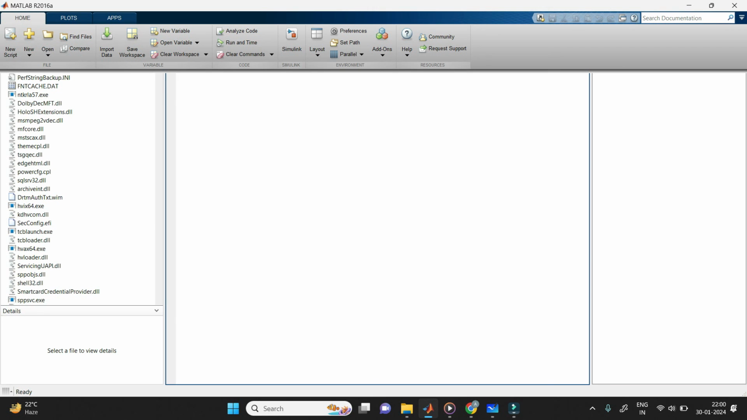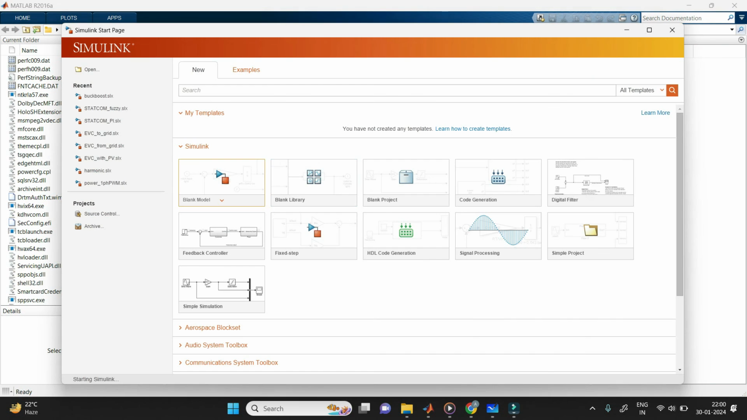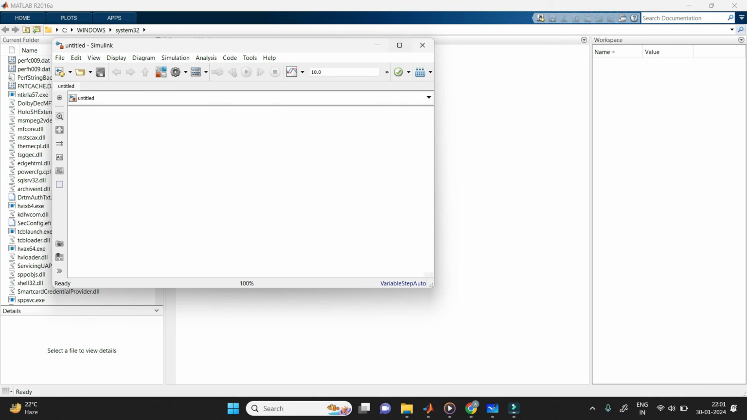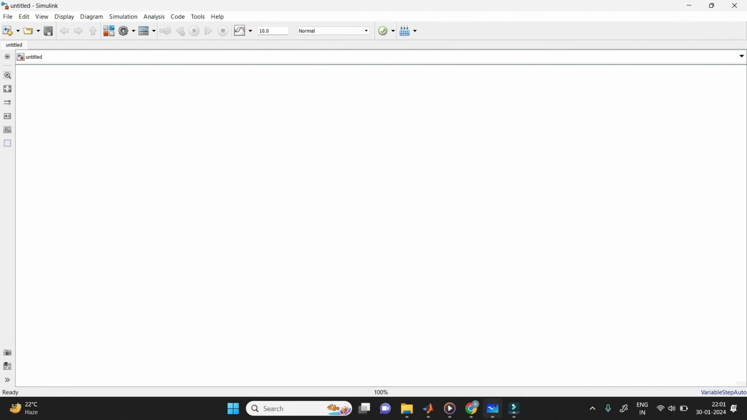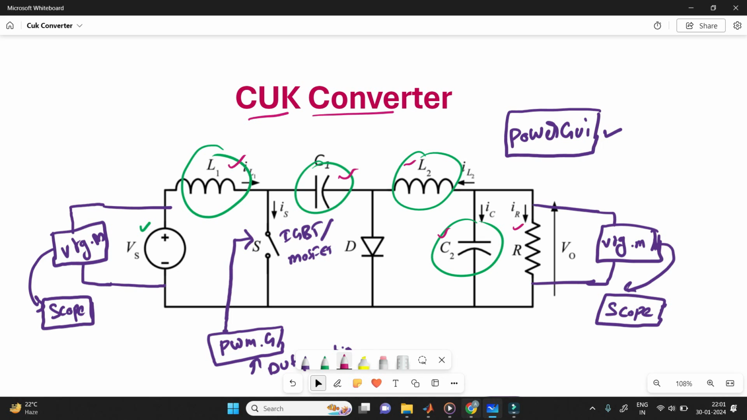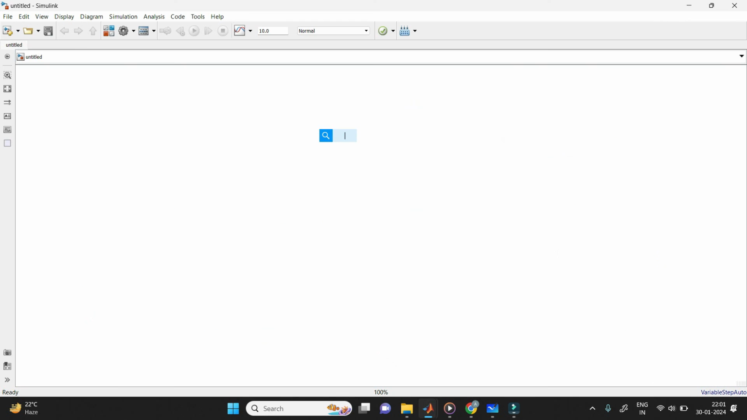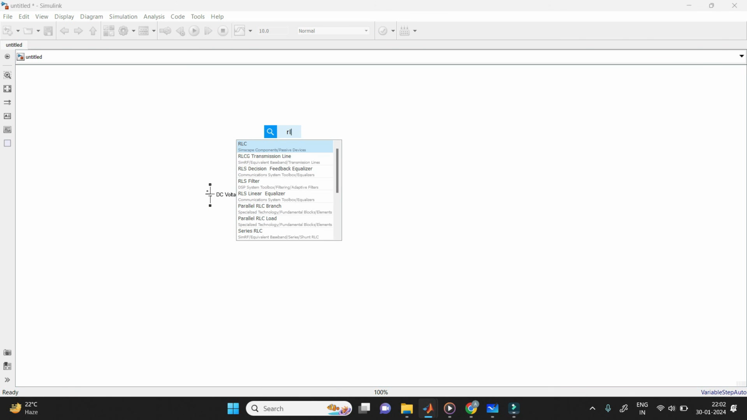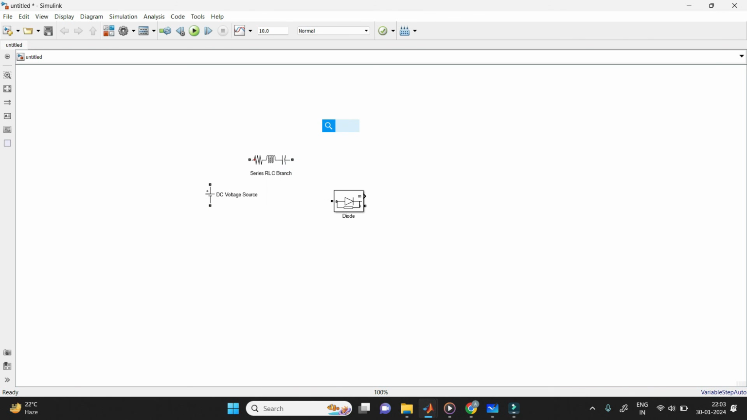Open your MATLAB. After opening MATLAB, go to Simulink and click on blank model. Here we need to design our Chuk converter. So now take all elements as per the circuit diagram. We need a DC voltage source, 2 inductors and 2 capacitors, 1 switch and 1 diode, a load resistance, voltage measurement, scopes and power GUI, and also pulse width modulation and duty cycle. Just take all these elements. First of all, I am taking the DC voltage source, and then the inductor, which is an RLC branch, and I am taking a diode, and one switch as a MOSFET. You can take an IGBT also, no problem.